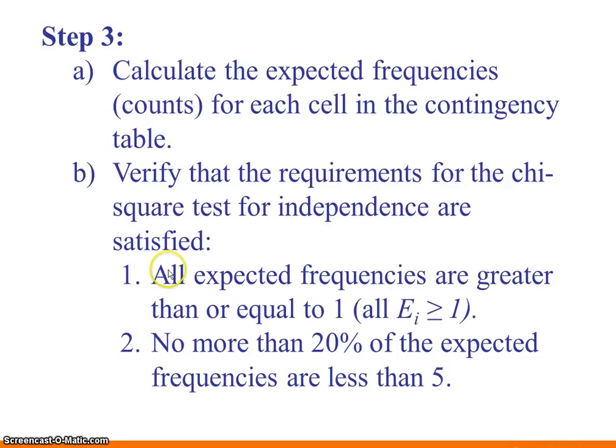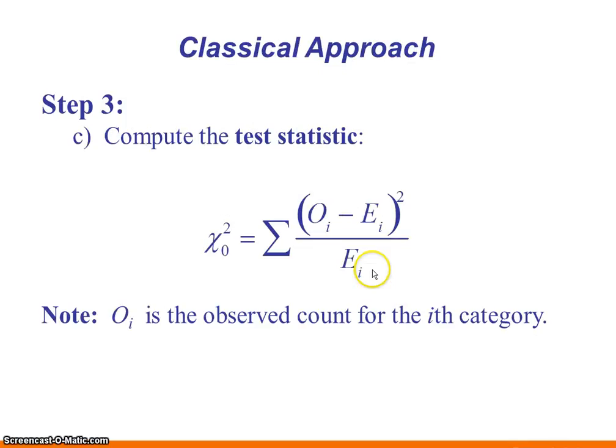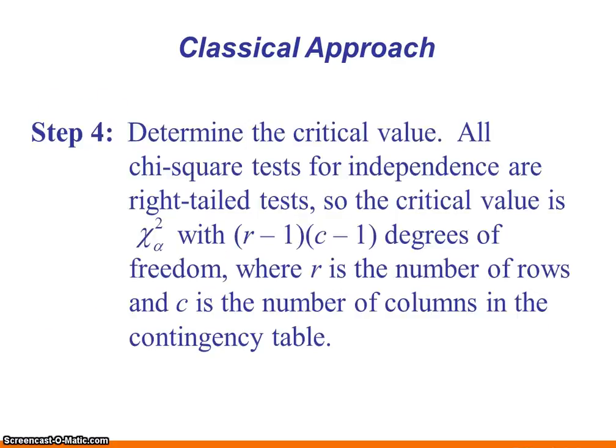And then again, you should also verify the requirements for the test. In most cases, you shouldn't really have to worry about that, but just to be on the safe side, you might want to verify that. Compute the test statistic, which is very similar to what we did in section 12.1. And then either use the classical approach. In this case, remember the degrees of freedom is r minus 1 times c minus 1.